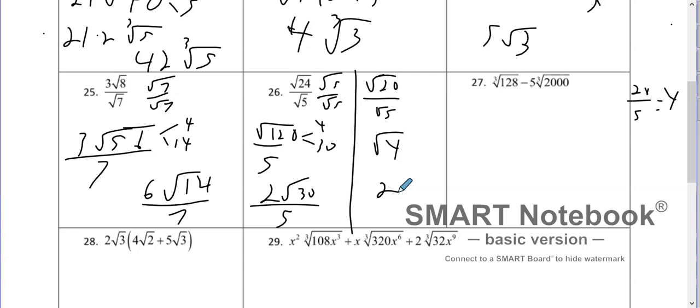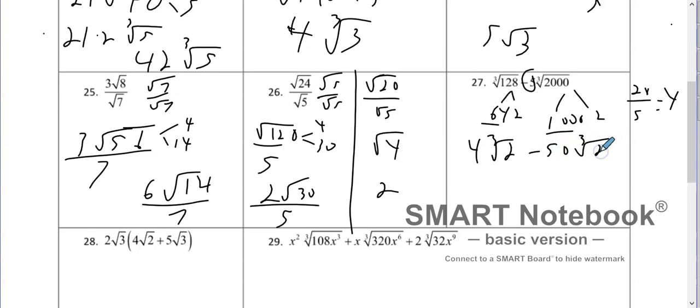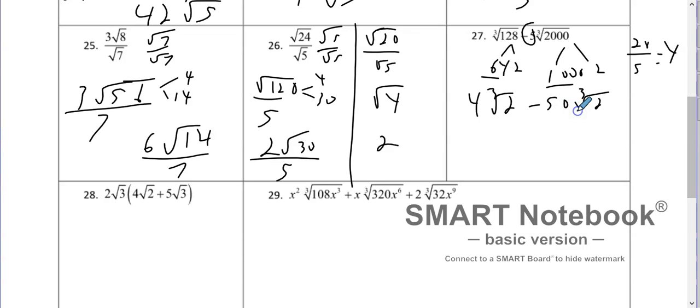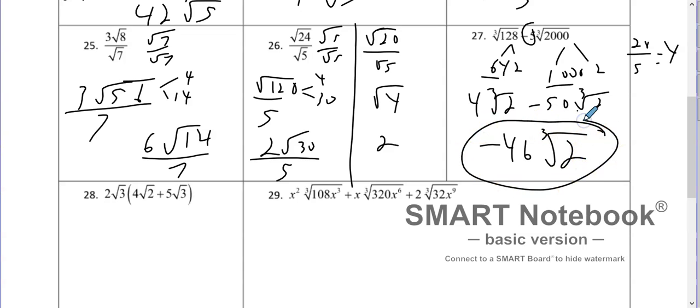All right, number 27. This is going to break down to 64 and 2, and 1,000 and 2. Perfect cube, perfect cube. So the cube root of 64 is 4, cube root of 2. The cube root of 1,000 is 10, but don't forget about this negative 5. So negative 50, cube root of 2. 4 of these things, take away 50 of these things, is minus 46, negative 46 cube root of 2. Final answer.